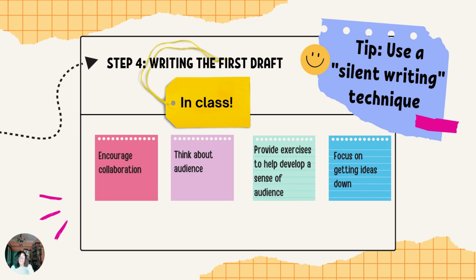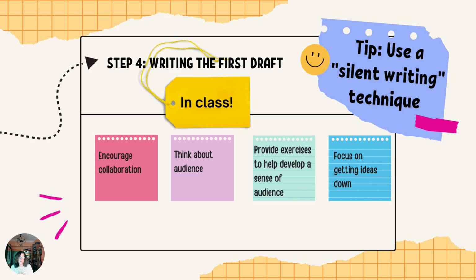Then, it's time for students to write the first draft. And here are some key points to remember. This should be done in class, often in pairs or in small groups. Encourage collaboration, but ensure that each student is actively involved in the writing process. Encourage them to think about their audience as they write. Discuss who will be reading their work, and how this might influence their writing style and the content.